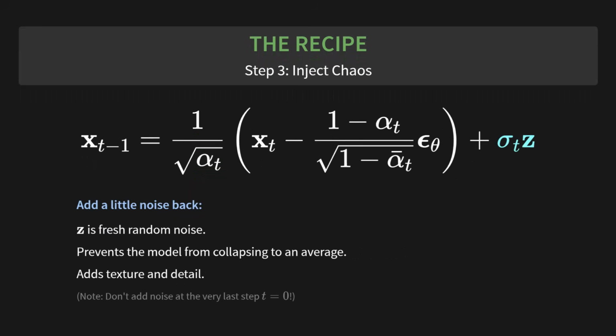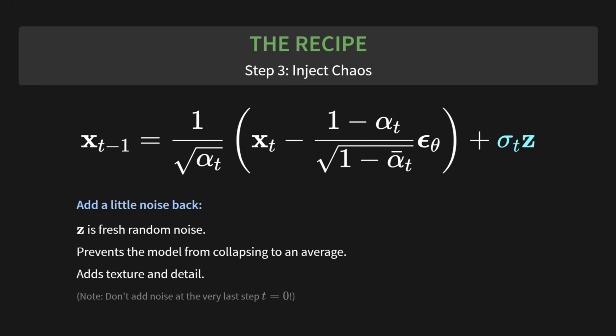And finally, step 3. In cyan, we inject a little chaos. After all that work, we actually add a little bit of new noise back in. That sigma sub t times z term, that's what that is. Z is just fresh random noise, and sigma t is a small predefined value. But why would we do that?